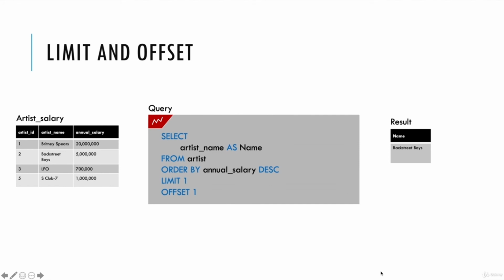So offset's not used quite as often, but it's definitely important to know in case you see it in a query somewhere, or if you have a really specific example and you want the second highest paid or the second most of something, offset's a great way to accomplish that.